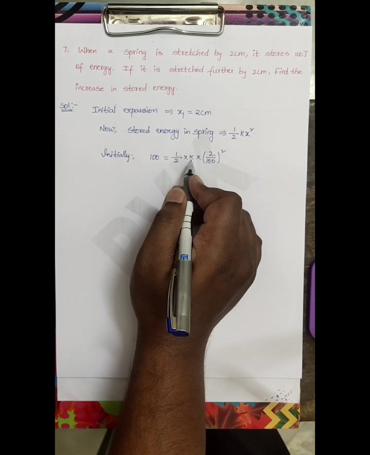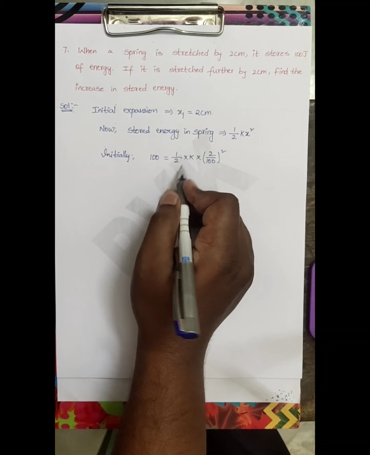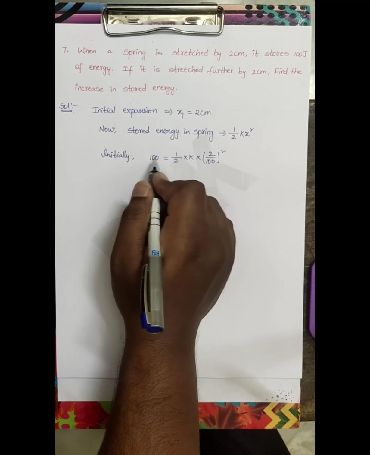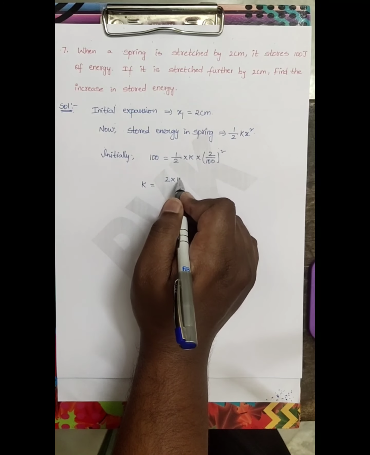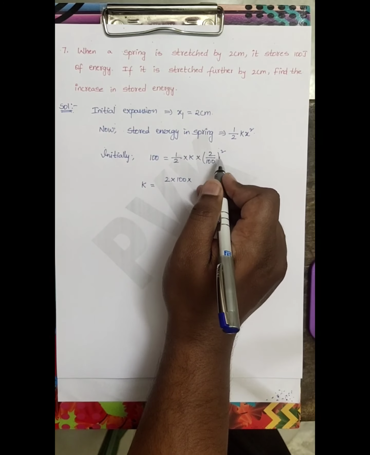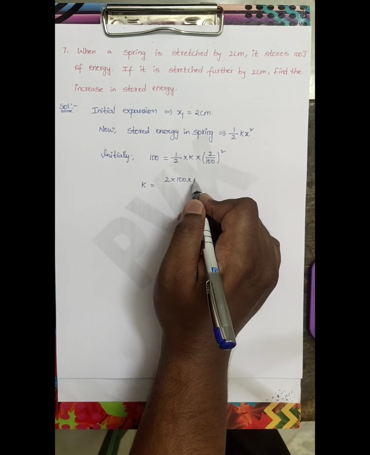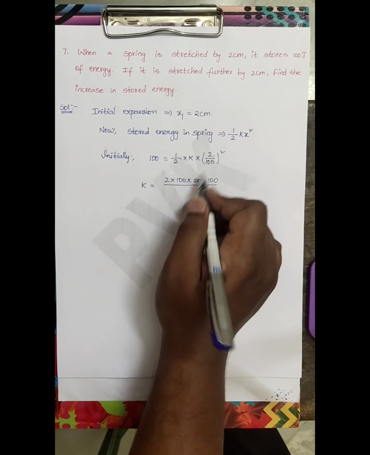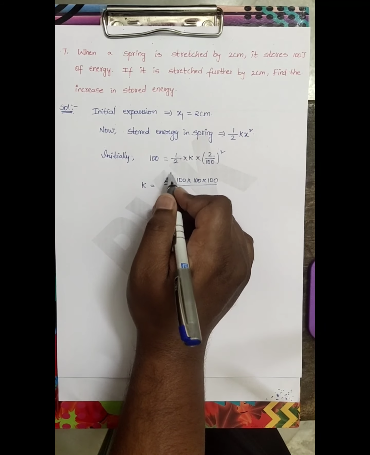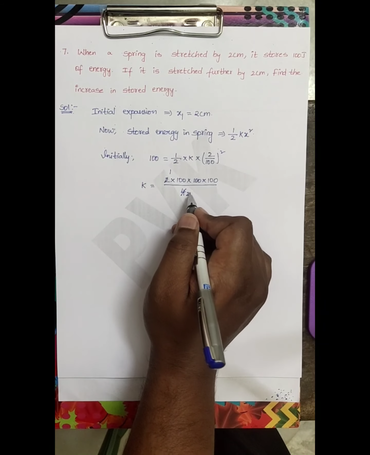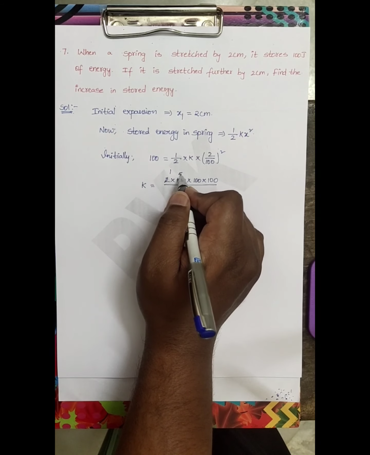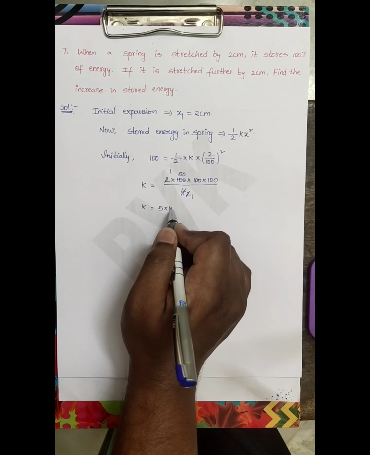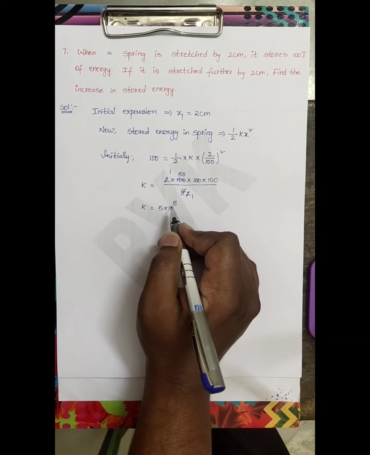So let us find the k value. What is k here? Force constant or spring constant. So k equals 2 into 100 into 100 square, the denominator goes to the numerator, so 100 into 100 divided by 2 square, which is 4. So overall you will get k value as 5 into 10 to the power of 5. This is your force constant.